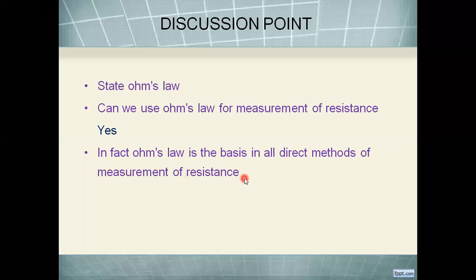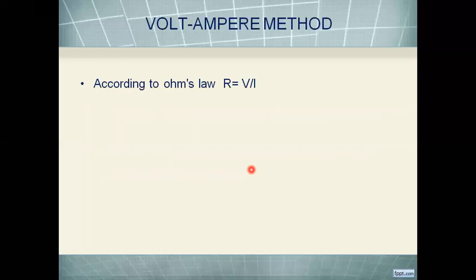So in this slide, we see that Ohm's law is used for measurement of resistance using direct methods. That means the volt ampere method. So what is this volt ampere method? According to Ohm's law, the voltage across a resistive element is proportional to the current through it. Or else we can say that V equals some constant times I, and that constant is what we call resistance. So resistance is equal to voltage by current.